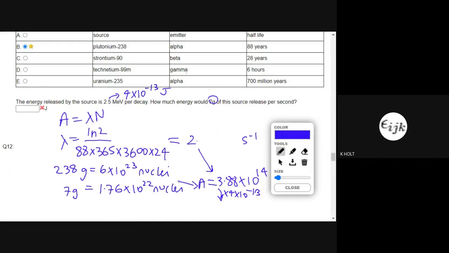That was 2.50 times 10 to the minus 10. And that will give me a different activity. So I'll multiply that by my nuclei, 1.76 times 10 to the 22. So I get an activity of 4.39 times 10 to the 12. And then I multiply that by 4 times 10 to the minus 13, and that gives me a power of 1.76 watts.